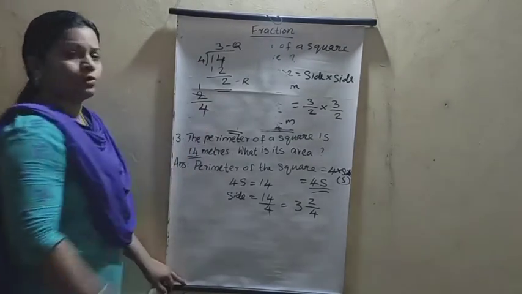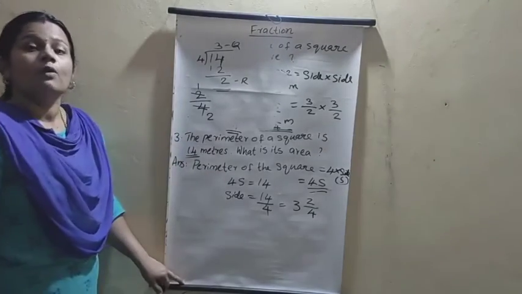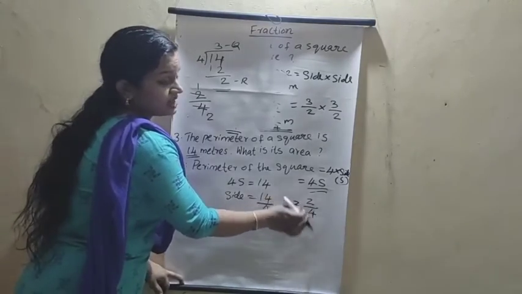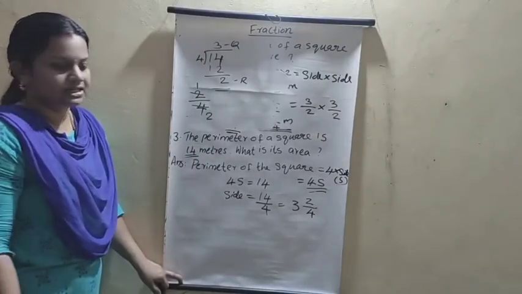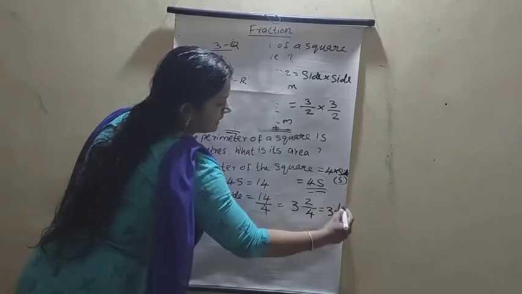How many times is 2 in 2? 1 time. How many 2s in 4? 2 times. We got 1 by 2. So 3 2 by 4, the common factor is 2, so we are doing the shortcut method. Then we can write 3 1 by 2 meter.